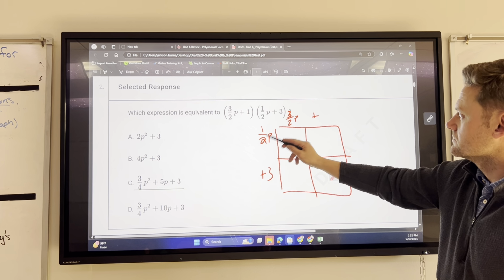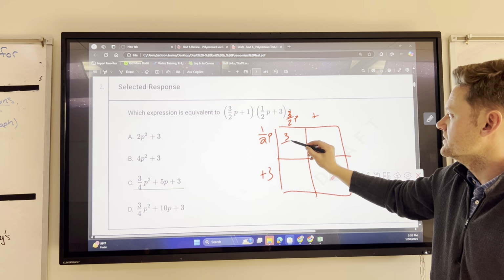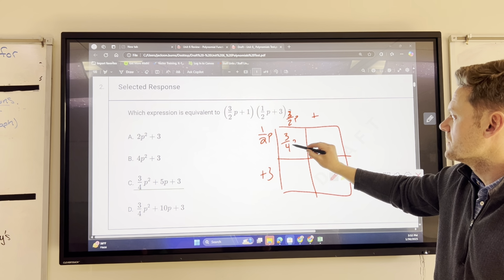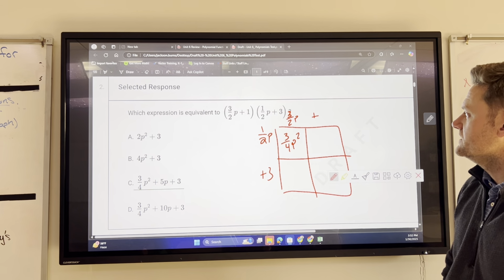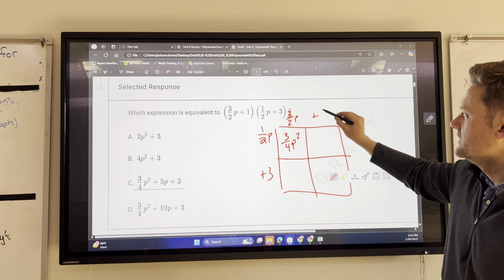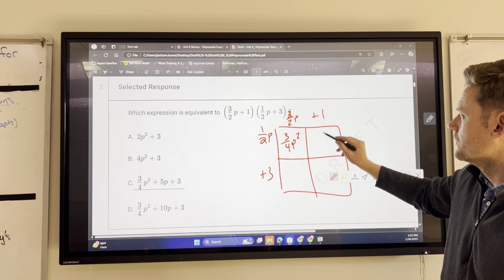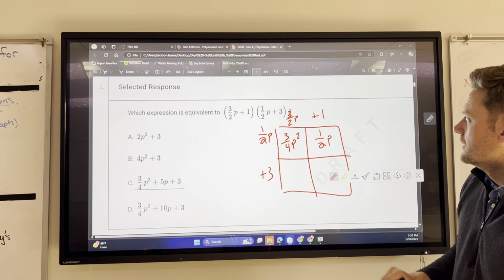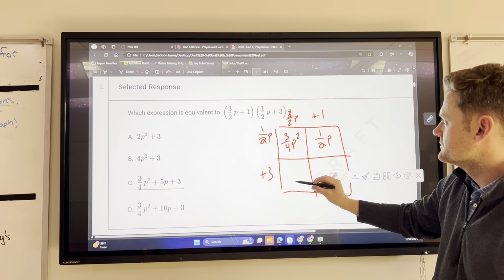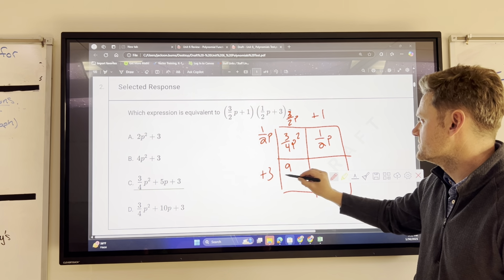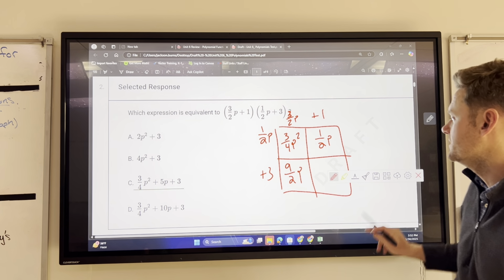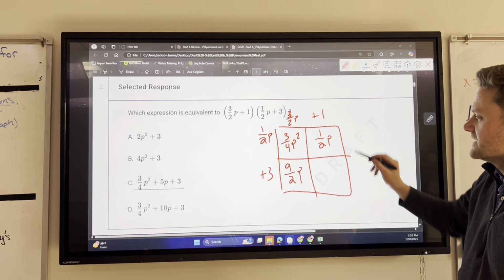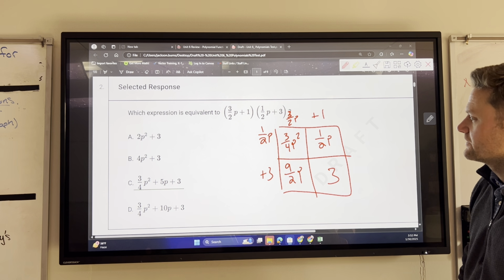So here, 3 times 1 is 3. 2 times 2 is 4. So I get 3/4 p squared. Over here, this should be a 1. I get my 1/2 p. Over here, 3/2 times 3, well, that turns into 9/2 p. And then I do 3 times 1, so I get 3.